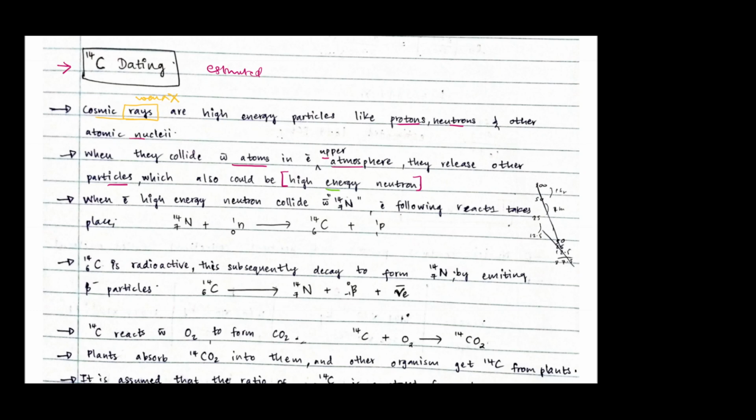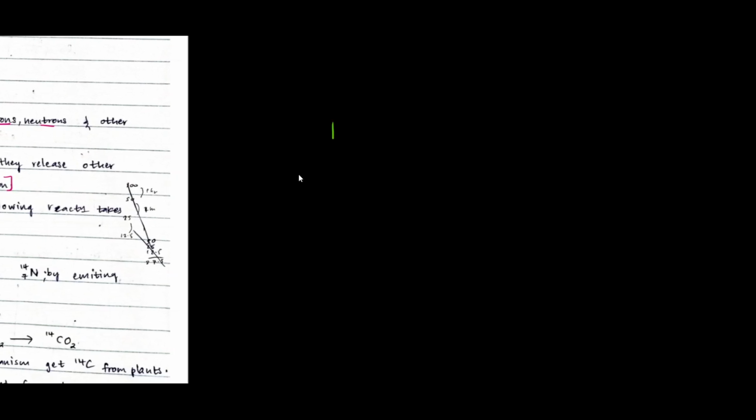This high energy neutron might collide with a lot of atomic nuclei in the atmosphere, but we are only interested when it collides with nitrogen-14. It's a fast moving neutron. Neutron has mass number 1, charge number 0.